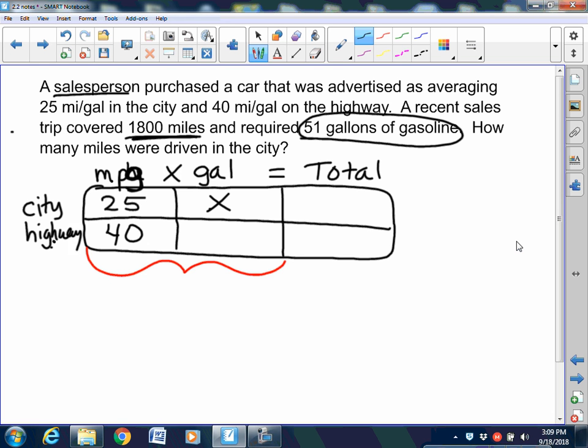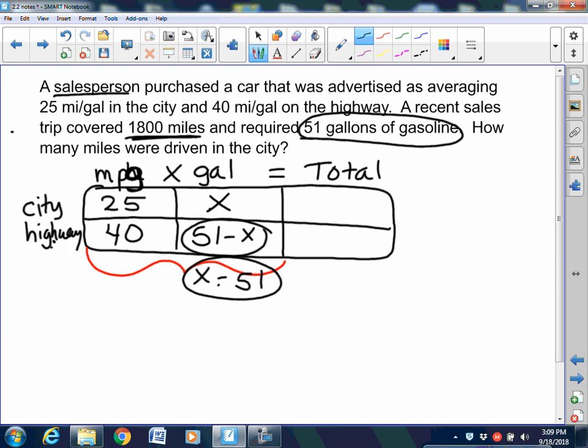How did you do that in your head to come up with those other numbers for highway? What did you do in your head to come up with those numbers? 51 minus X. Yep. You see what I'm trying to make your mind do? You did 51 minus X in your head, right? X kept changing, right? Why not this way? Some of you are going to write it like this, and some of you are going to write it like this.